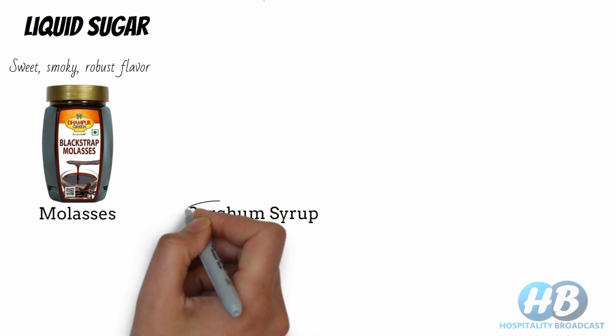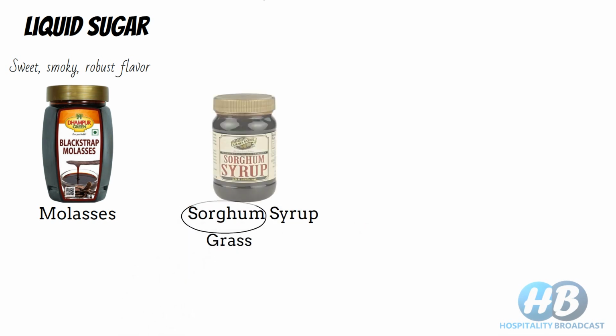Sorghum syrup is made from sorghum grass. Its stalks have a higher sugar content. Available as sweet sorghum in the market, it's also available in granulated form.